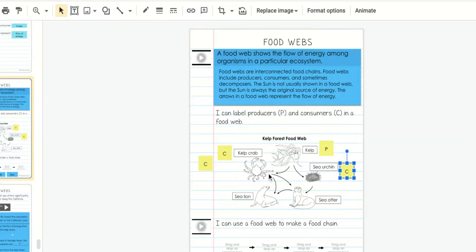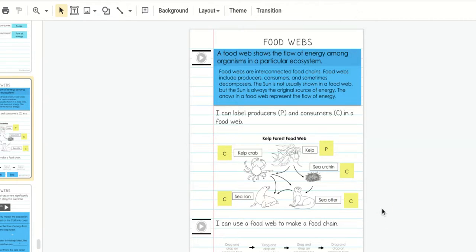Then we can see arrows pointing to the sea lion. So the sea lion is going to consume the kelp crab. It's also going to consume the sea otter. So the sea lion would be a consumer as well. And then the sea otter also has arrows. So we've got that the sea urchin is pointing to the sea otter. So the sea otter is going to eat the urchin, and it's also going to eat kelp crab. So it would also be a consumer. Food webs basically are just like food chains, but they show more than one food chain at a time.